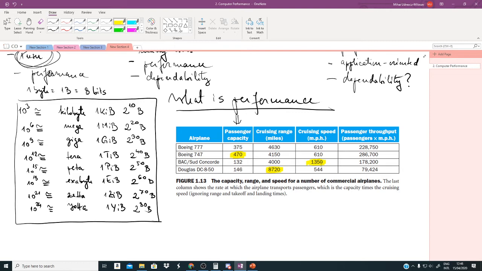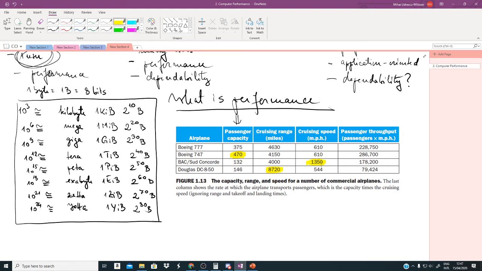Is the Concorde the best? Maybe this is not the best indicator of performance. Maybe we have a better indicator, namely how many passengers I can take from point A to point B with a certain speed. Or, to put it in other words, how many passengers per time interval will travel with that plane? To that end, you have to multiply the number of passengers by the speed.